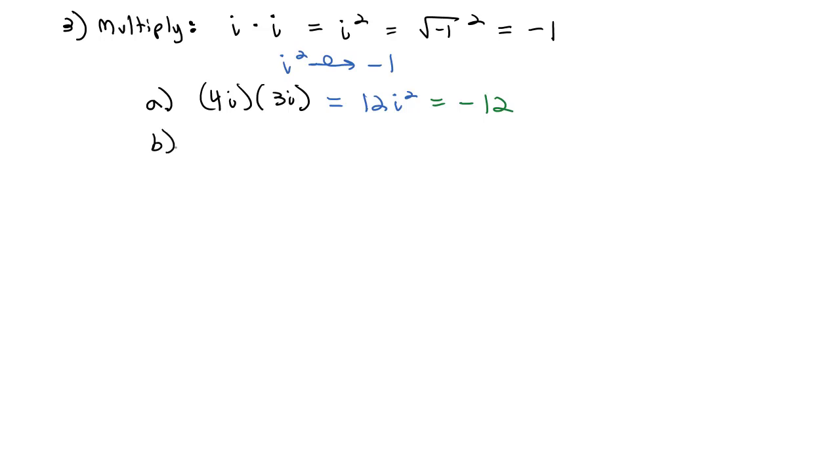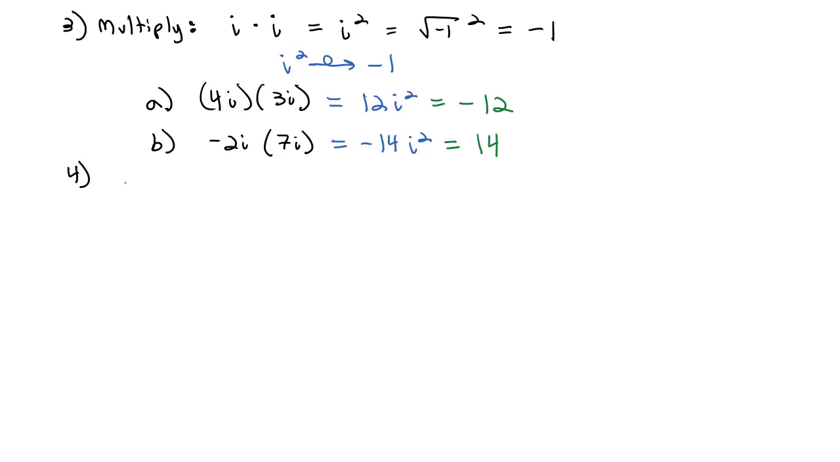Let's do one more. Let's do negative 2i times 7i. Well, negative 2 times 7 is negative 14, and i times i is i squared. But the i squared is going to become negative 1, so we've got negative negative 14, and two negatives make it a positive 14. So i squared changes the sign and makes it positive.